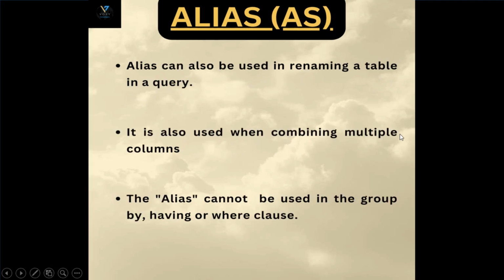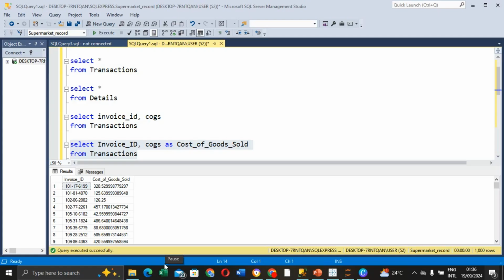Now, alias can also be used in renaming a table in a query. All right, so it's not just for columns alone, it can be used to rename a table. And it's also used when combining multiple columns. And we must not forget that alias cannot be used in the group by, having or where clause part, except we have to use them with the order by. And jumping right into SQL, we'll be able to see some examples.